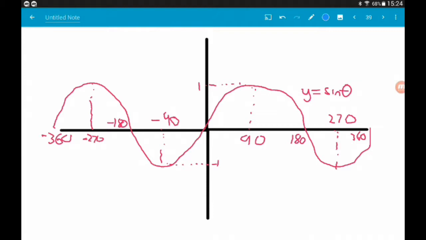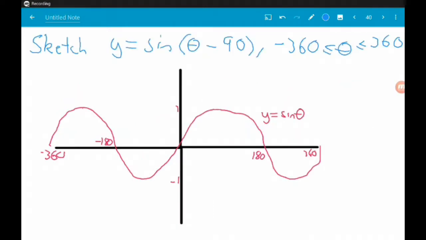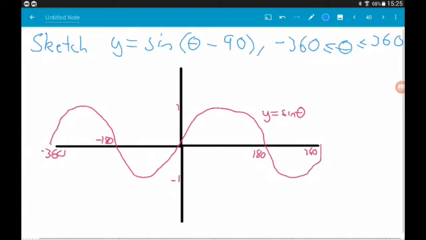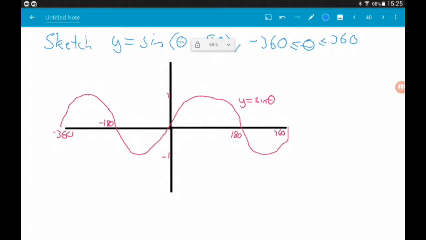Let's do some transformations. Okay, first out then we want to sketch the graph y equals sine of theta minus 90. So let's first of all talk about what sort of transformation that is. It's going to be a translation because we are subtracting a number inside of the bracket with the x. So it's a translation.